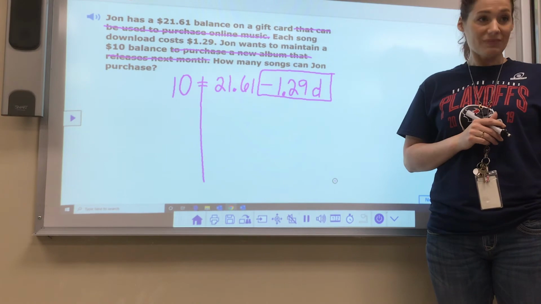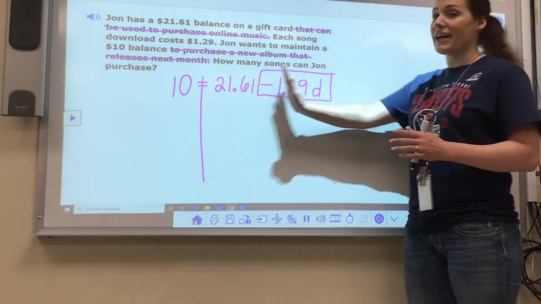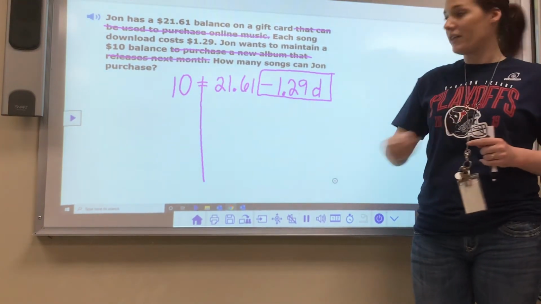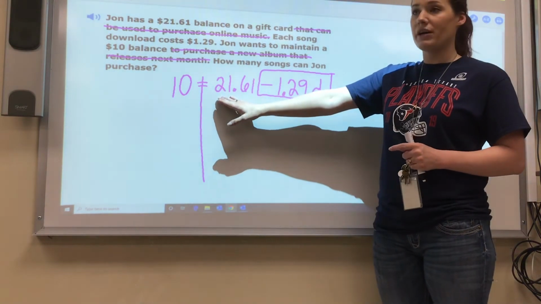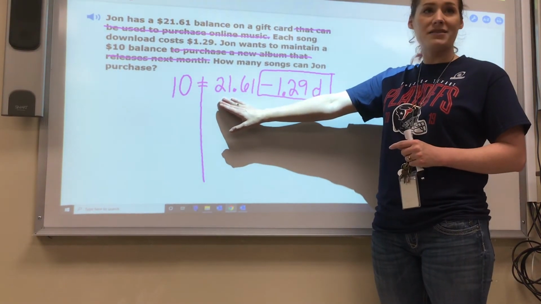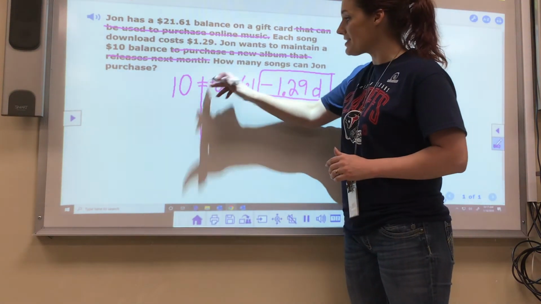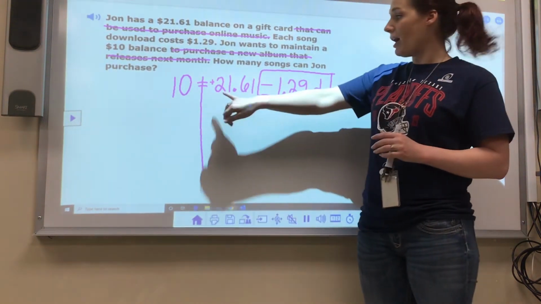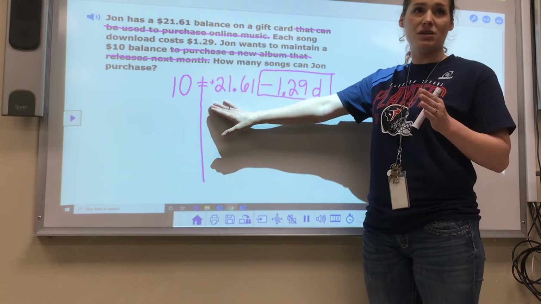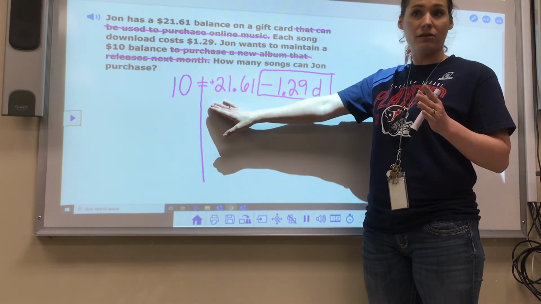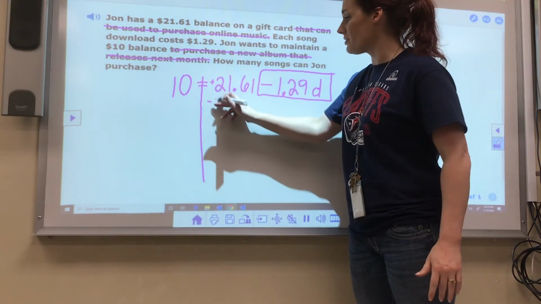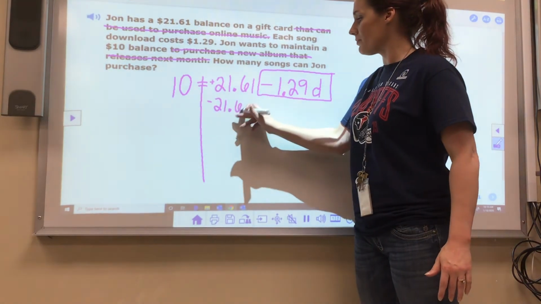The negative also, because the subtracting sign in front of it needs to go with it. This 21.61, what sign is in front of it? It's a positive. It's not there, but it's always a positive if it's not written. So if that's a positive $21.61, how do I get rid of it? Subtract it. So I'm going to subtract 21.61.